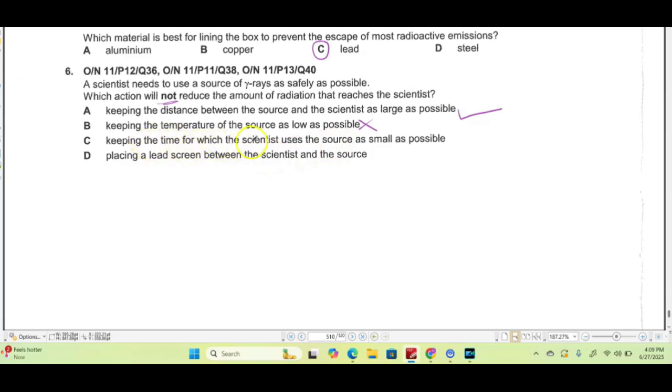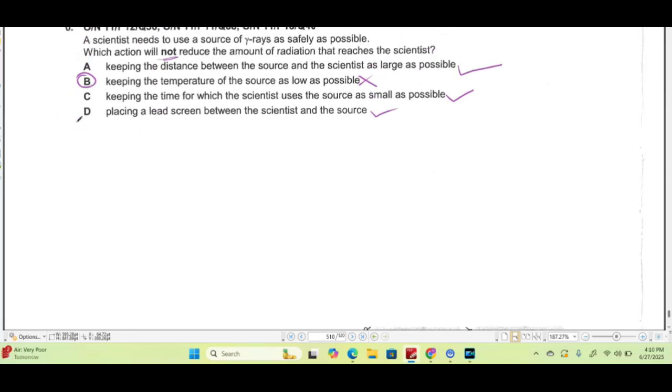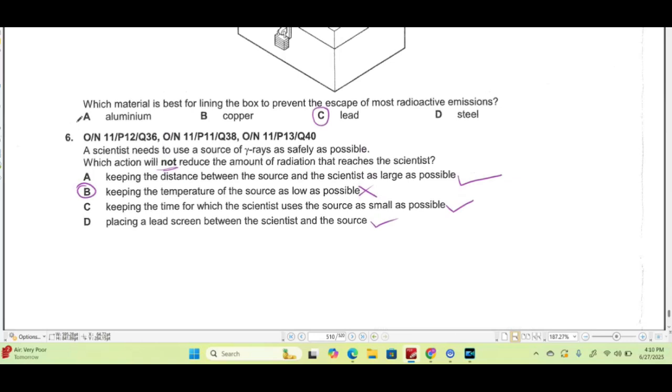Keeping the time for which the scientist uses the source as small as possible, that is, limit the exposure. So this is going to reduce the amount of radiation that reaches the scientist. Place a lead screen between the scientist and the source. This will also reduce the amount of radiation that is going to reach the scientist. So B is the only option that is not correct. So this brings us to the end of atomic physics.